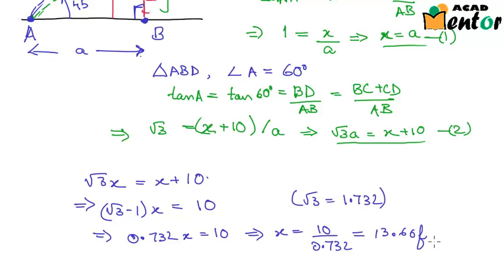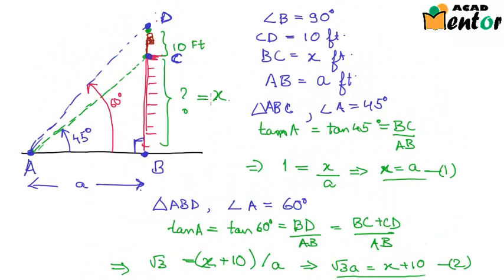13.66 feet. So now we know x, that is the height of the building, is nothing but 13.66 feet. And we also know that a was also equal to x, and hence this distance also is 13.66 feet.